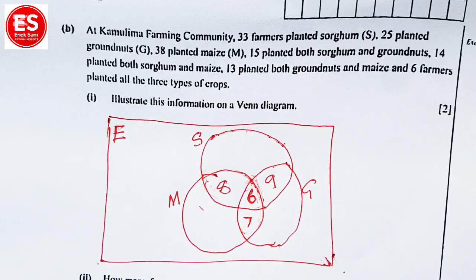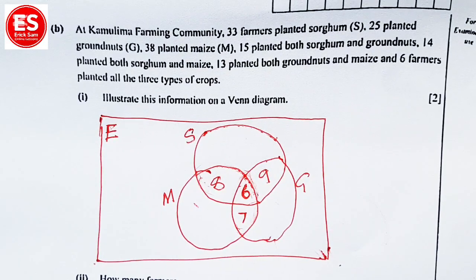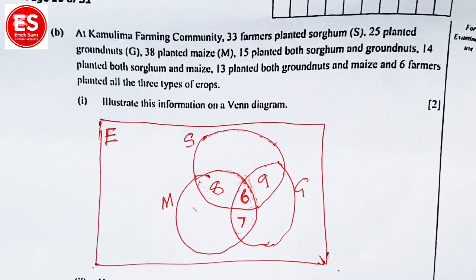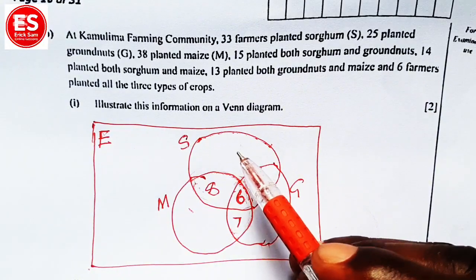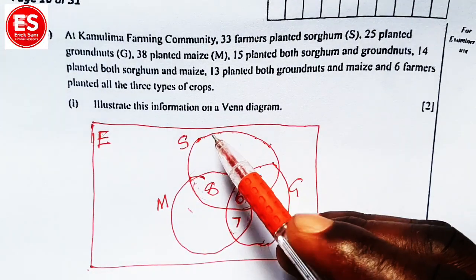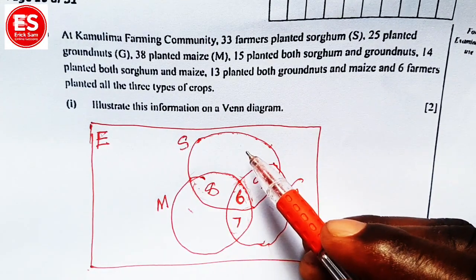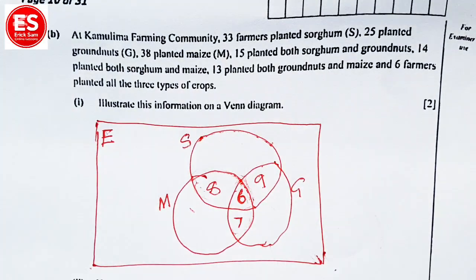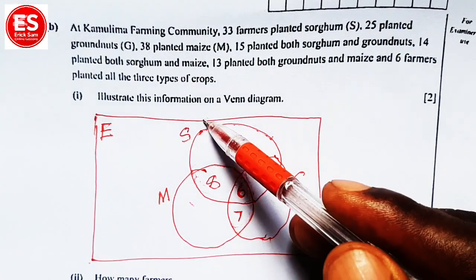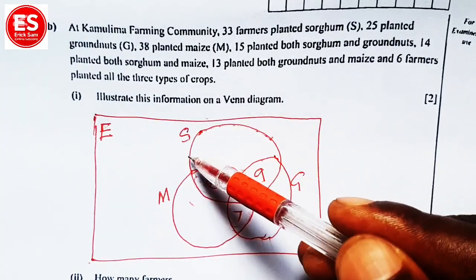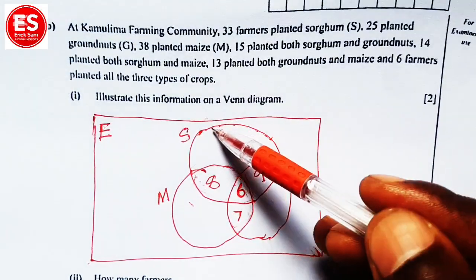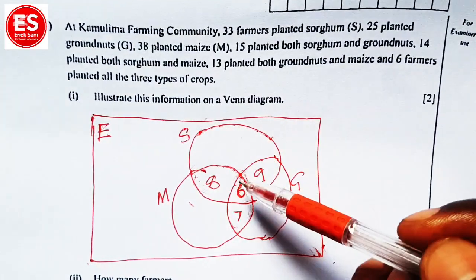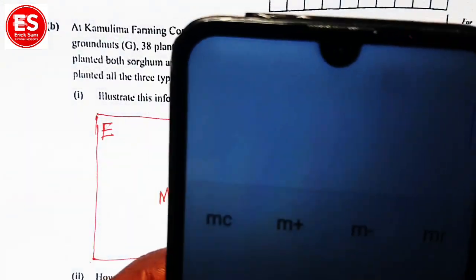Now that you've written everything there, you're going to go to the other part, where the individual sets are. So we start with the 33 planted sorghum. You enter 33 planted sorghum. Remember, we already have some numbers there in the sorghum set, so we are going to add these numbers together.